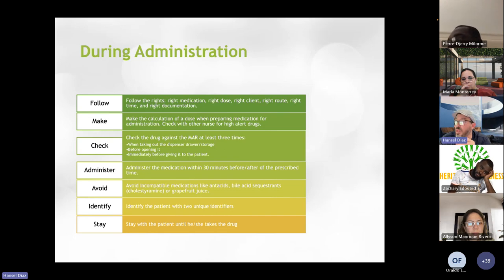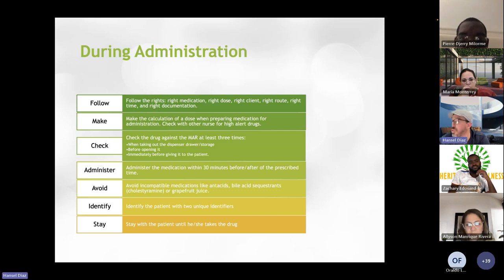Helping you. Check the drugs again in the EMR when taken from the dispenser, before opening, immediately before giving it to the patient. Don't check the medication after the patient swallows the medication. It doesn't make a lot of sense. It may help you a little bit, but if the patient already swallowed the medication, that's a problem.